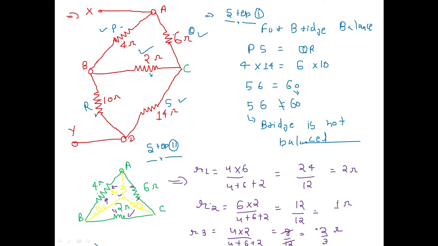Now we'll draw and find the equivalent. We have the values of R1, R2, R3, so how to draw it? That is the main concern. We have the resistance R1, that is 2 ohm, and then a 1 ohm resistance, and then 2 by 3 ohm.